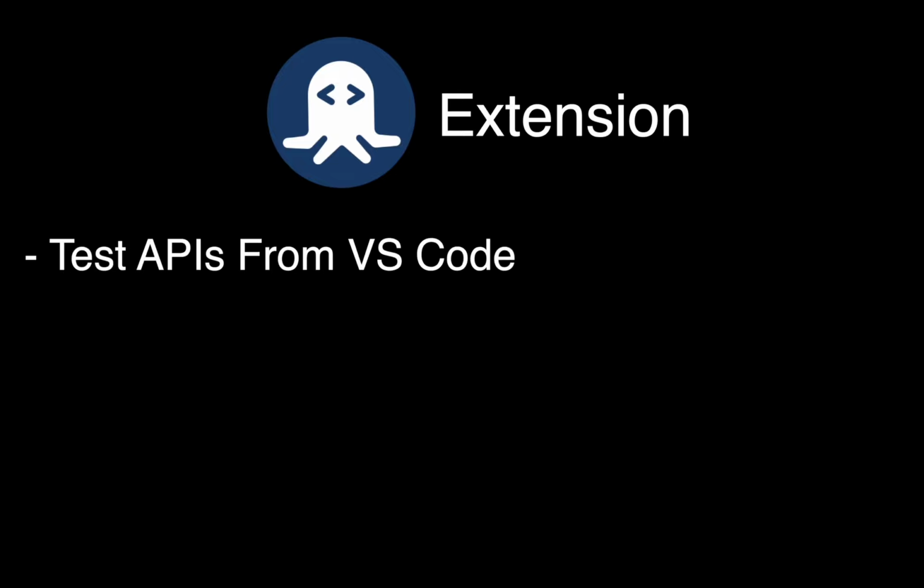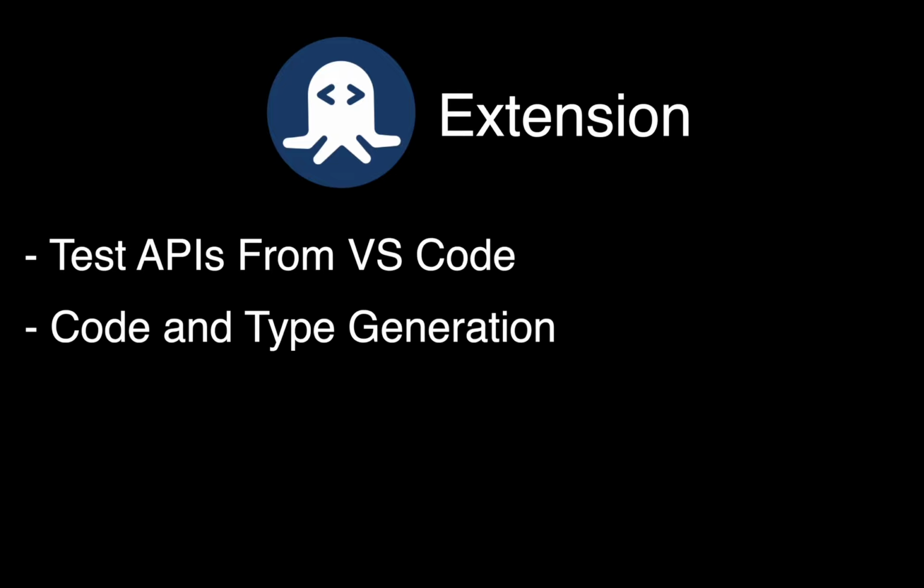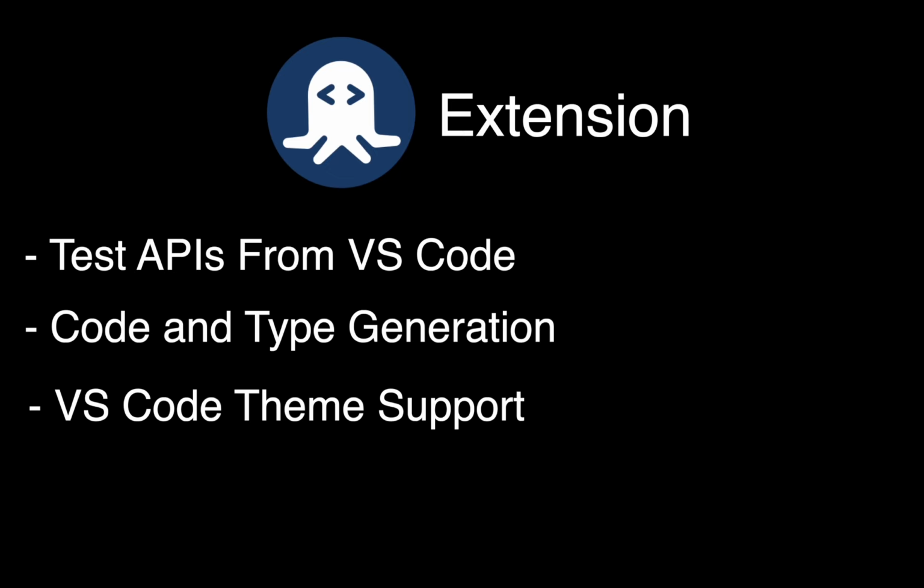Using the VS Code extension, you can do a bunch of stuff like testing your API directly from VS Code, generating code snippets, adapting to different VS Code themes, and a lot of other stuff that I'm going to show you in this video. So let's get started with it.